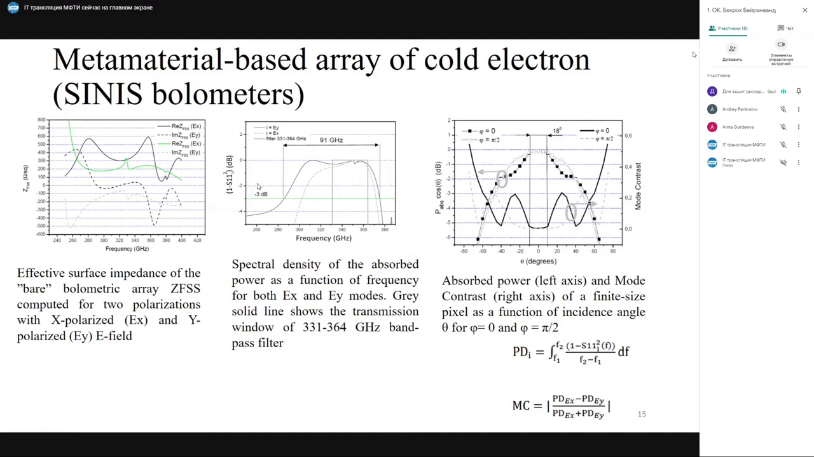Also, we increase the bandwidth for the different modes. If you see the picture for mode one, we have around 91 gigahertz bandwidth. And the final picture, can you see here? This is the requirement of Olympus balloon, where we have the minimum value for mode contrast for both modes, and the maximum value for power absorption as a function of incident angle for both modes, which should give us good results for the Olympus requirement, which we have here.